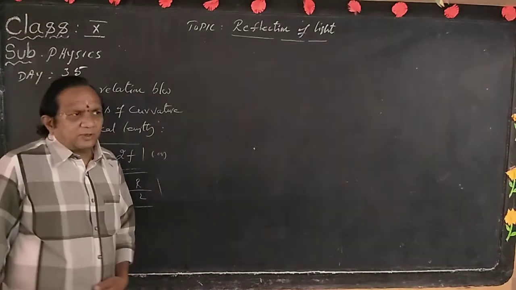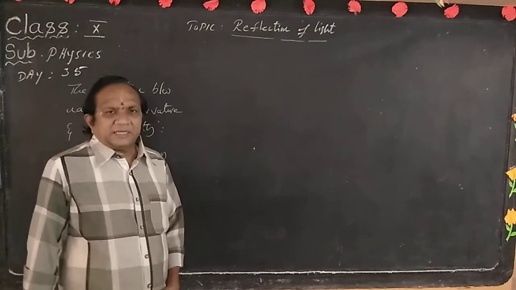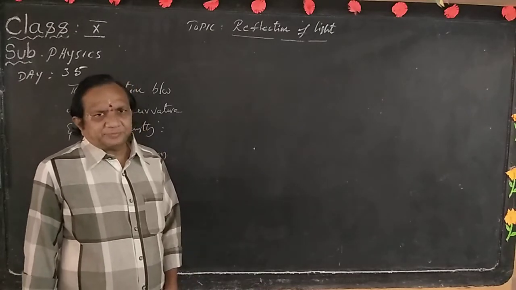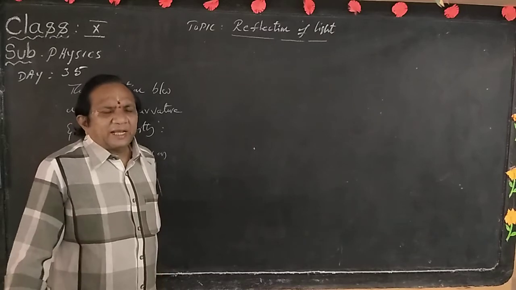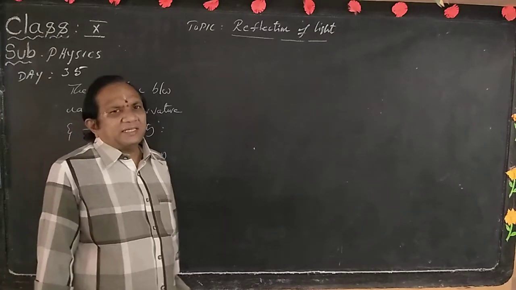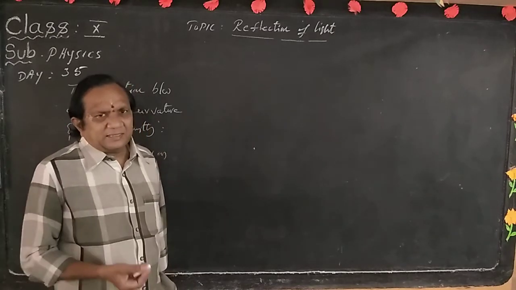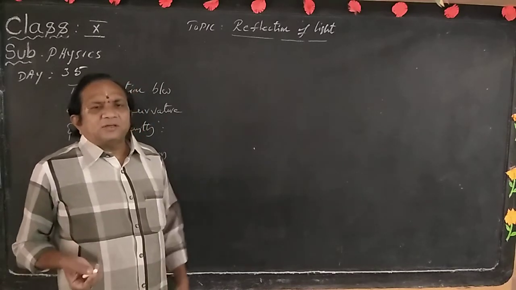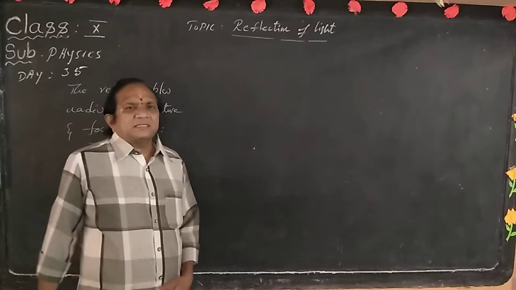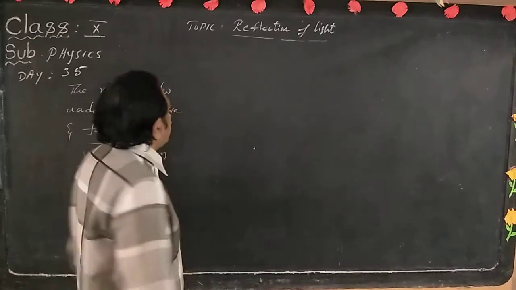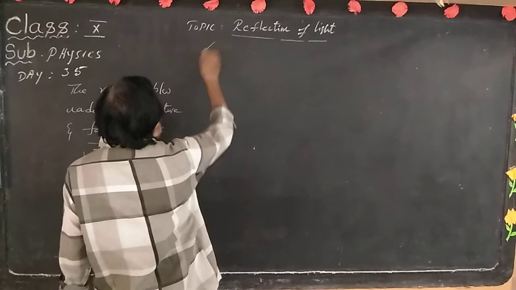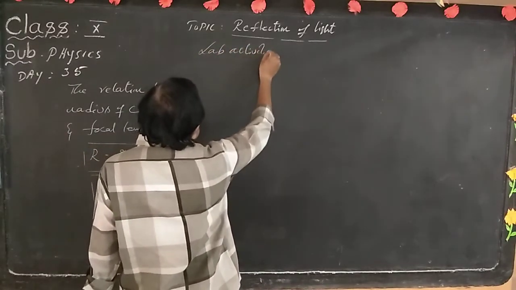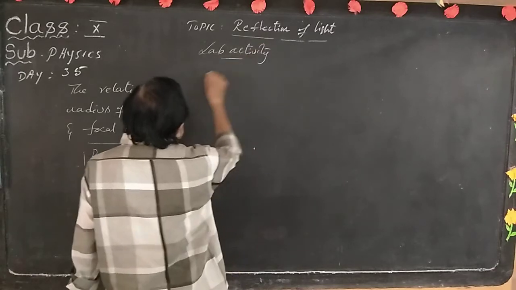Now, I have discussed how to use the concave mirror to find the object and image distances, or the focal length of the lens. How to find the focal length of the lens, or how to find the object and image distances by using a concave mirror. So one lab activity you have to conduct; one of the lab activities we observe here.